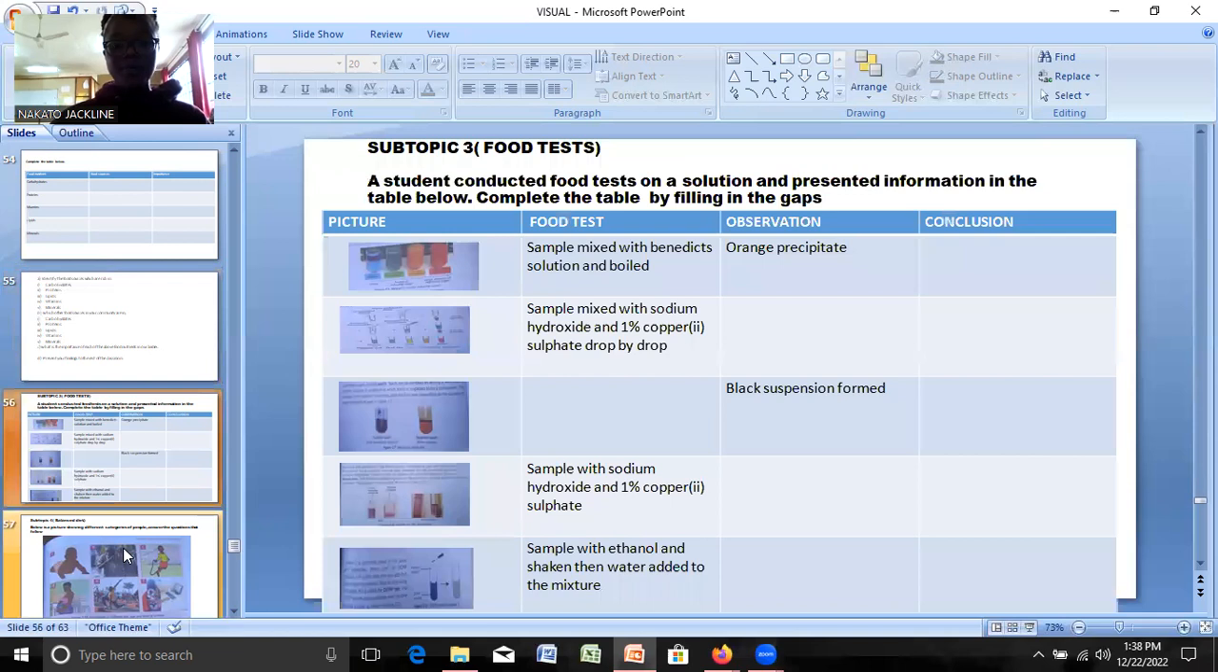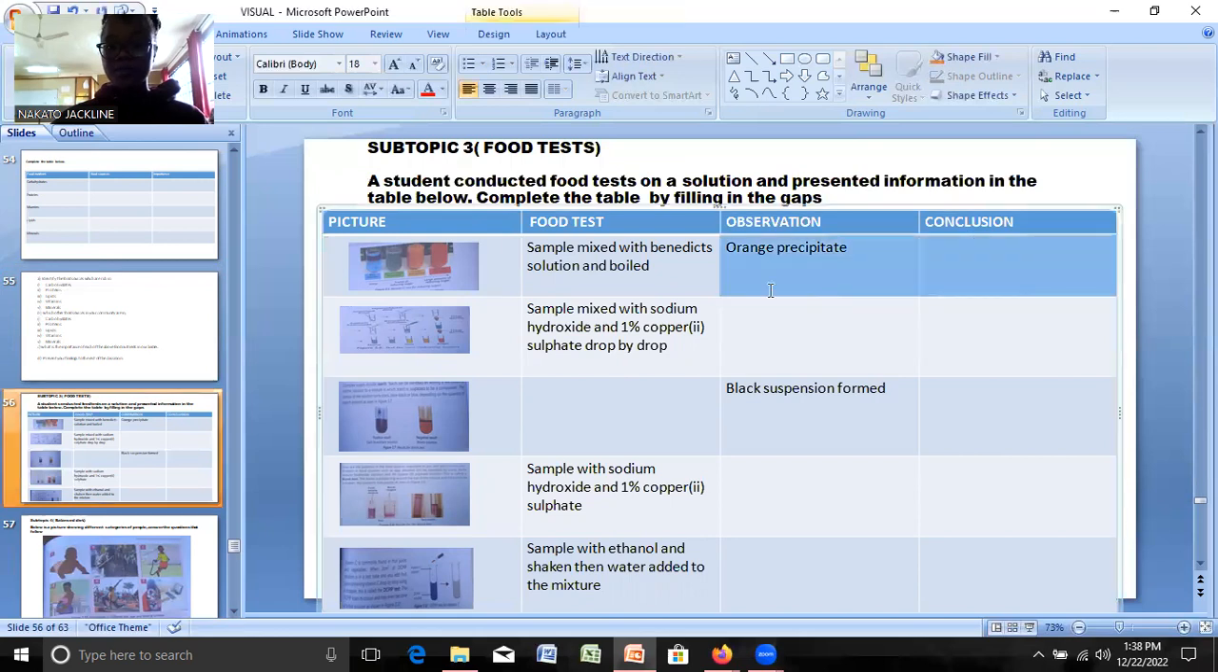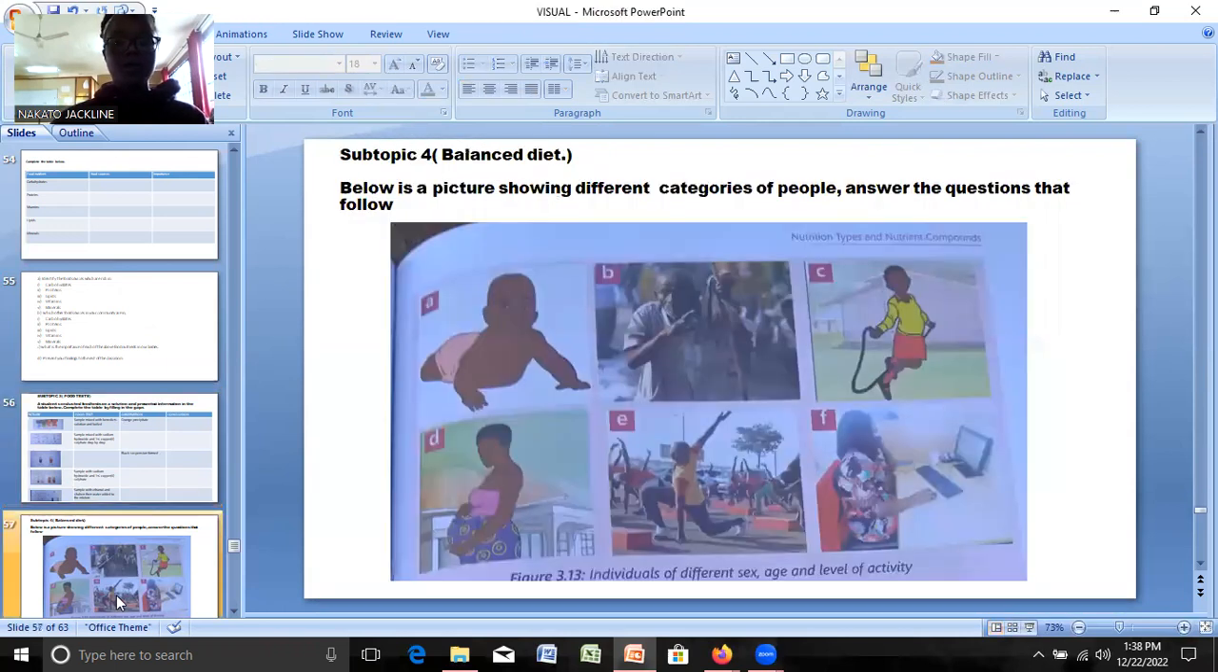Again, subtopic 3 is about food tests. With these pictures about food tests, learners will be able to write down their conclusions, their observations, and the food tests they have carried out. So, according to those pictures, again, we have subtopic 4, a balanced diet.